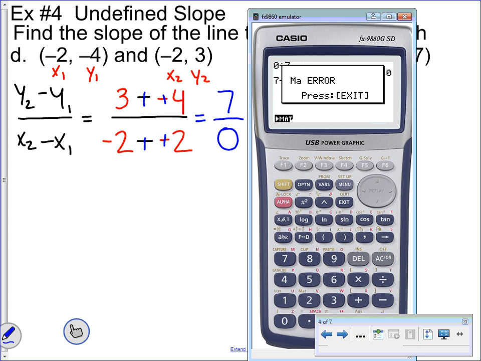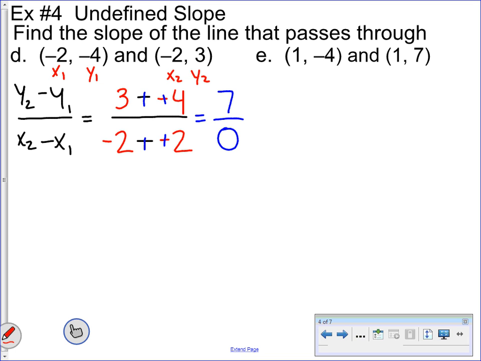Since you cannot divide by 0 in math, the type of slope that we have, we cannot determine, so it is undefined. There's no numerical value for 7 divided by 0, so the slope is undefined.